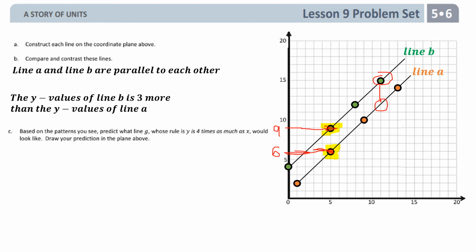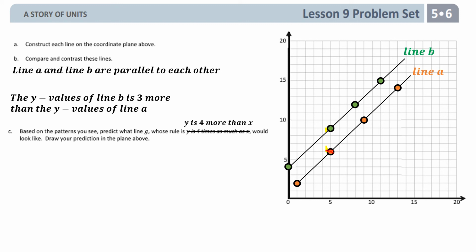Let's move on to C. Based on the patterns that you see, predict what line C, whose rule is y is 4 times as much as x, would look like. Draw your prediction in the plane above. There are a few corrections that I want to make for this problem. You notice our rule here is y is 4 times as much as x. I want you to cross that out and write y is 4 more than x.